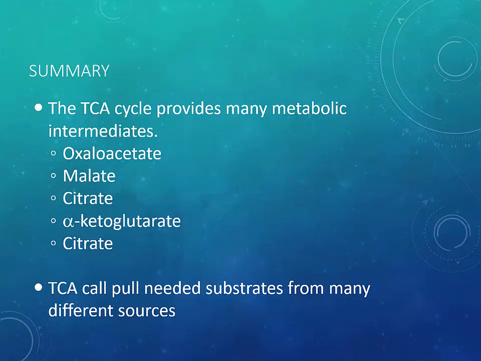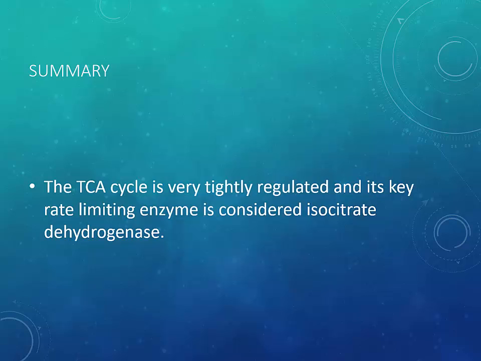TCA provides many metabolic intermediates that come from oxaloacetate, malate, citrate, alpha-ketoglutarate. And notice I've listed citrate twice. That's for a reason. Citrate is really important. And the TCA, we didn't cover this, but just to know, the TCA can also take substances from many different sources, not just acetyl-CoA. And any of these intermediates can also backflow into TCA as well. And it is a very tightly regulated cycle, and its key rate-limiting enzyme is considered to be isocitrate dehydrogenase. But do bear in mind, citrate synthase, being highly exergonic, does pull the entire sequence of reactions forward.